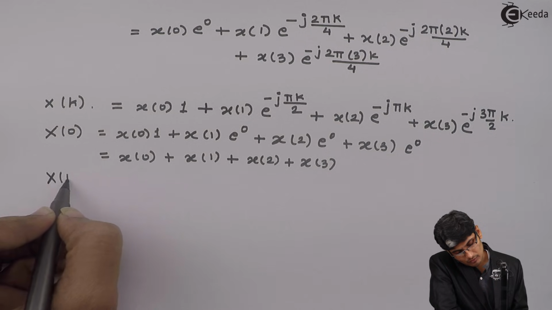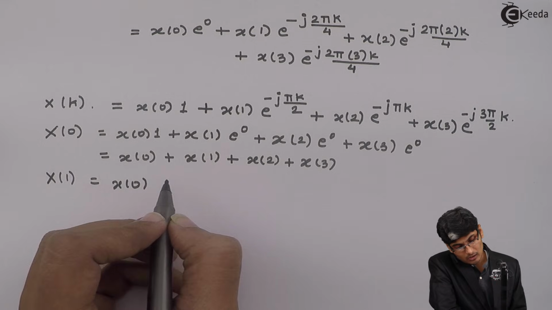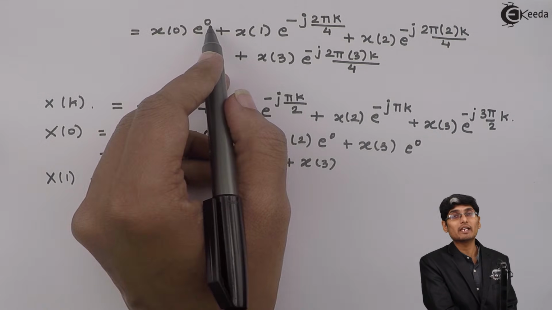Then I put x of 1. I will get x of 0. Now it will not affect over here because n is 0.